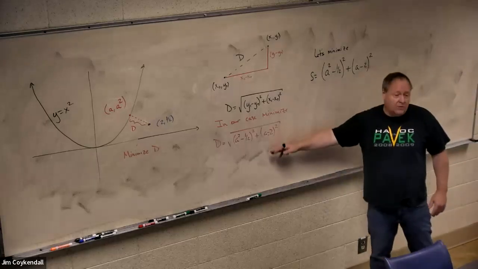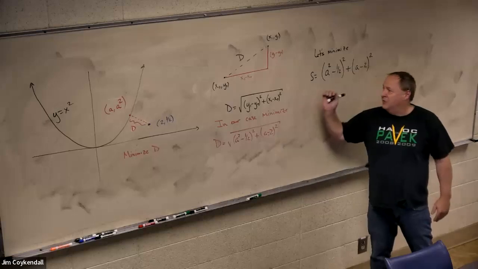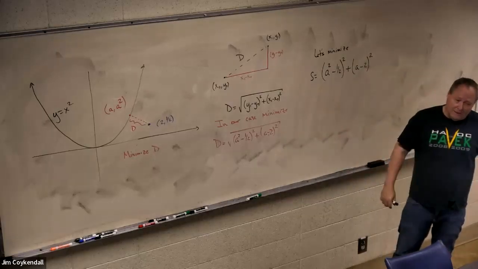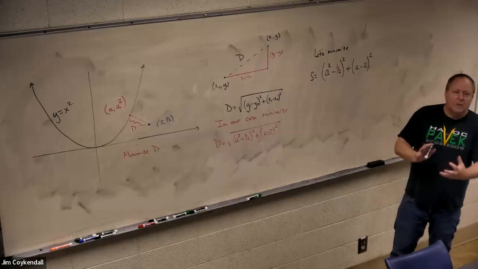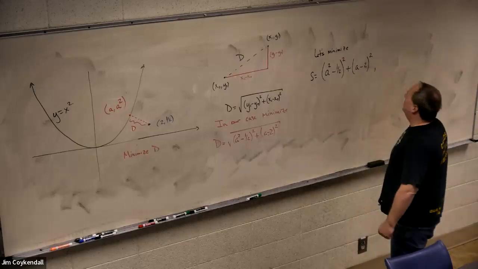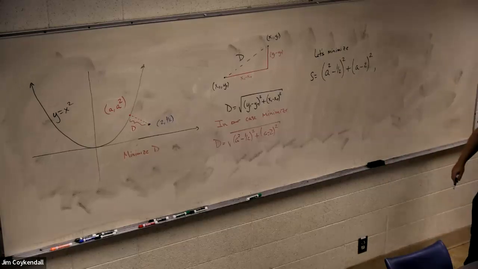Now, you can do it the other way, and you'll get the same critical numbers and all that sort of thing, right? This is just going to be easier. So that's my little clever shortcut. Instead of minimizing the whole square root, I'm just going to minimize what's under it.